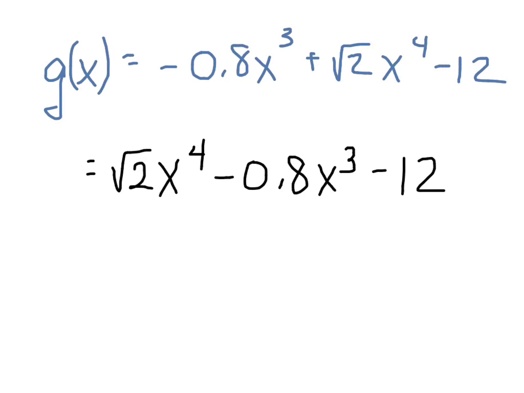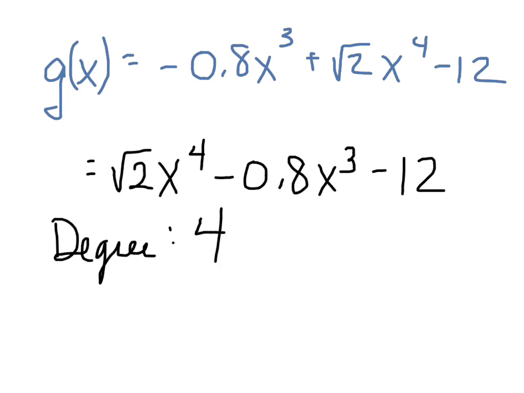What is the degree of this polynomial? 4. Why was it 4? Because that's the highest exponent. Okay? So it's a degree of 4. The next thing that they're going to have you do is tell me the type.